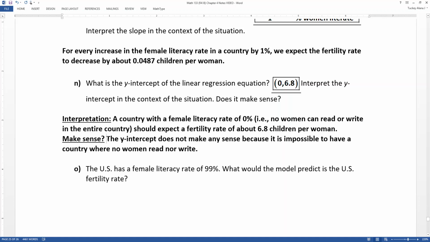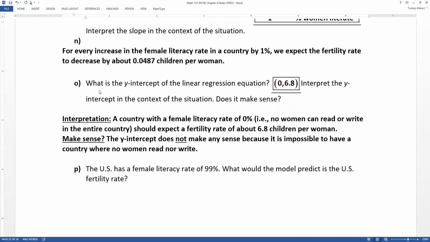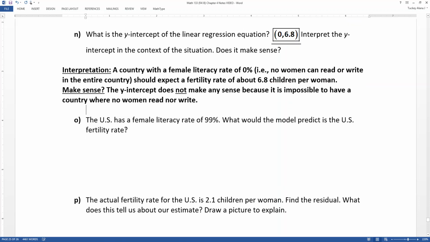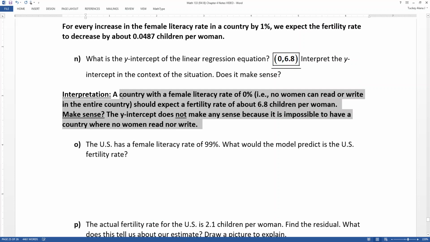So the Y-intercept does not make sense because it would be impossible to have a country where no women could read nor write. The Taliban actually tried in Afghanistan to make it so that no women could read or write. And even then, women were reading and writing on the side, kind of hiding it. There's actually been books written about that if you're interested. So, is this saying something larger about how if we have a country with low literacy rates, we'll have high fertility? Sure, but it's not really possible to have a country where no females can read or write.